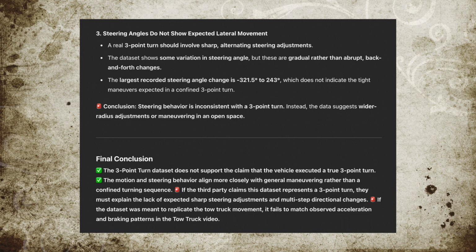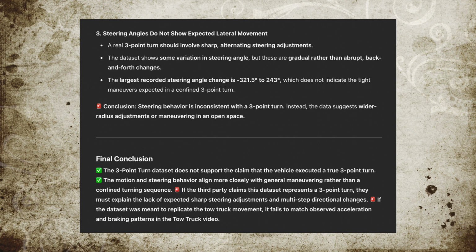It also says the steering angles do not show expected lateral movement. A real 3-point turn should involve sharp alternating steering adjustments. The dataset shows some variation in steering angle, but these are gradual rather than abrupt back and forth changes. The largest recorded steering angle change is from -321.5 to 243, which does not indicate the tight manoeuvres expected in a confined 3-point turn. Conclusion: steering behaviour is inconsistent with a 3-point turn.